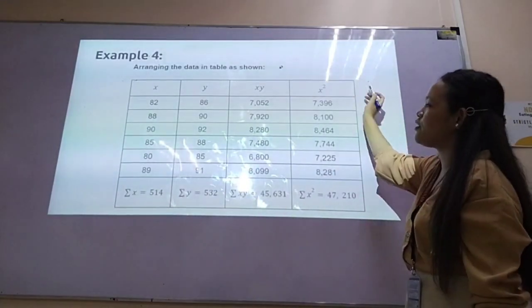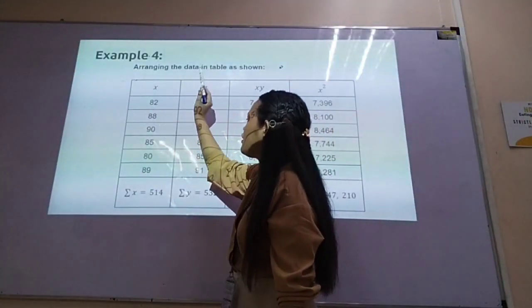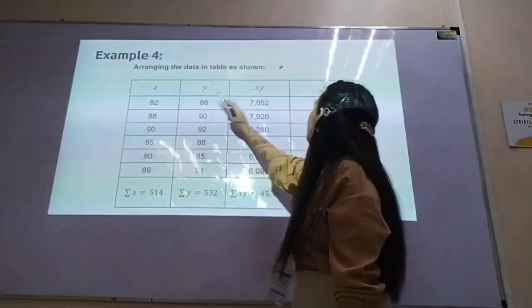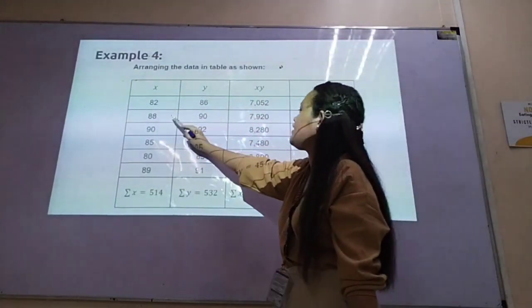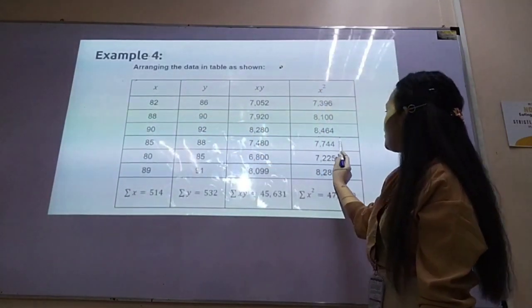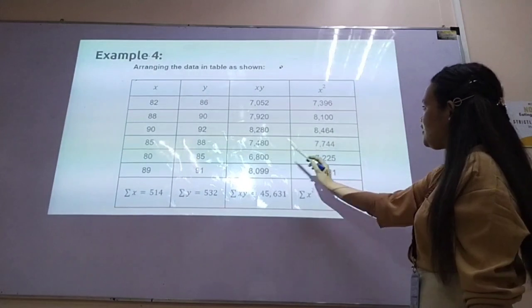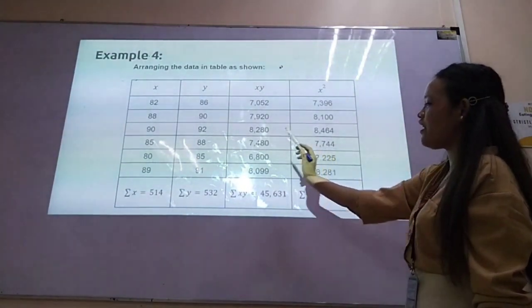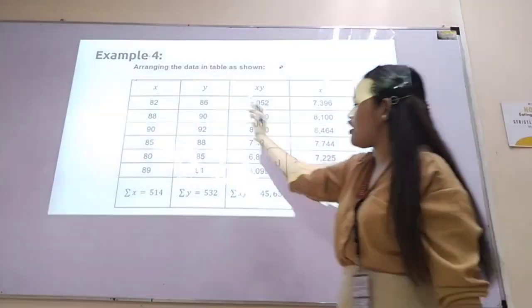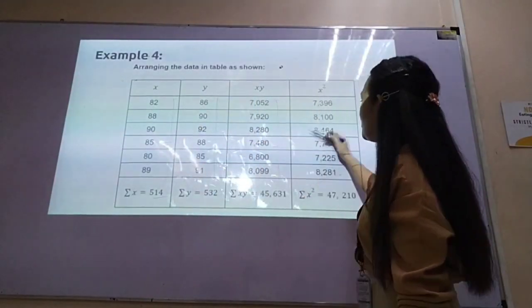And then for the x squared, we're going to get the answer by multiplying 82 by itself, or 82 to the power of 2. 80 to the power of 2 is 7,396. 88 to the power of 2 is 8,100. 90 to the power of 2 is equals to 8,464. 85 to the power of 2 is 7,744. 80 to the power of 2 is 7,225. And 89 to the power of 2 is 8,281. Now the summation of x is equals to 514 if we add all of this here.